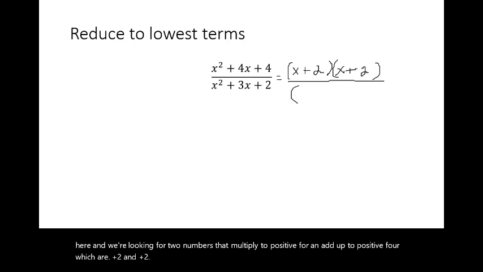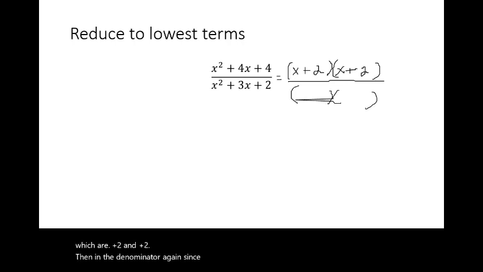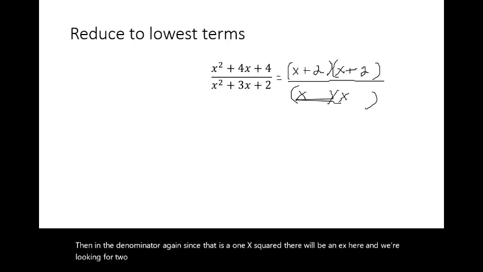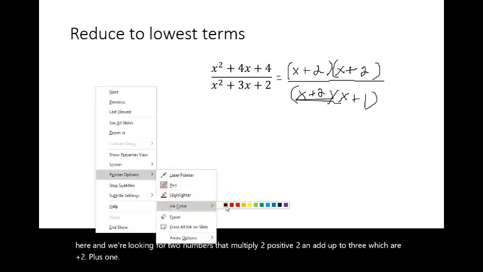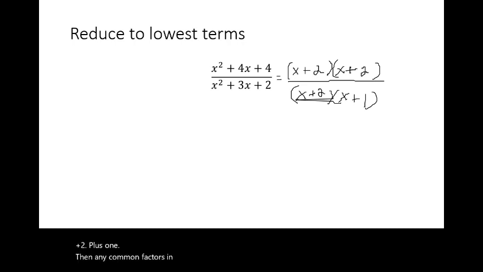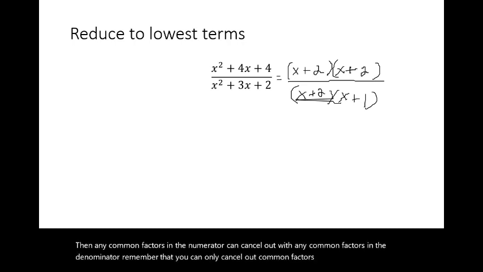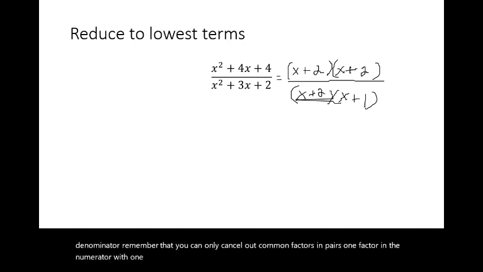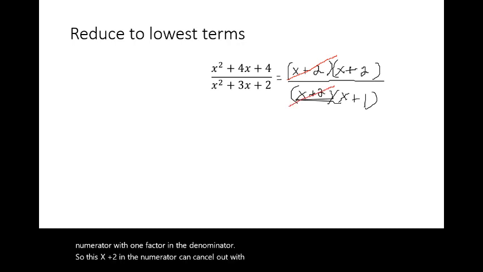Then in the denominator, again, since that is a 1x squared, there will be an x here and an x here. And we're looking for two numbers that multiply to positive 2 and add up to 3, which are plus 2 and plus 1. Then, any common factors in the numerator can cancel out with any common factors in the denominator. Remember that you can only cancel out common factors in pairs, one factor in the numerator with one factor in the denominator. So this x plus 2 in the numerator can cancel out with this x plus 2 in the denominator.